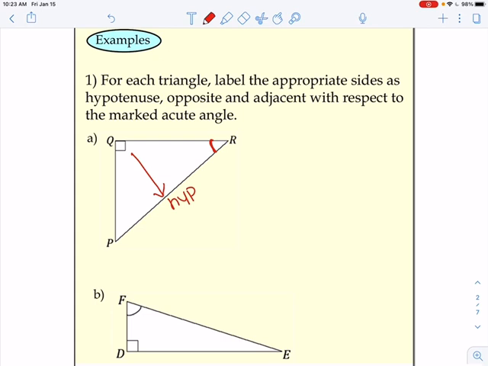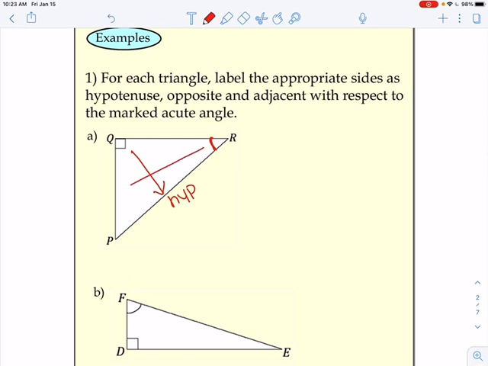It doesn't matter which one you find next, but this is relative to R. So how about we go directly opposite? Directly opposite R is here. So that would be my opposite side, which by process of elimination leaves that to be my adjacent side. And that's right next to R. So that's why it's the adjacent side.